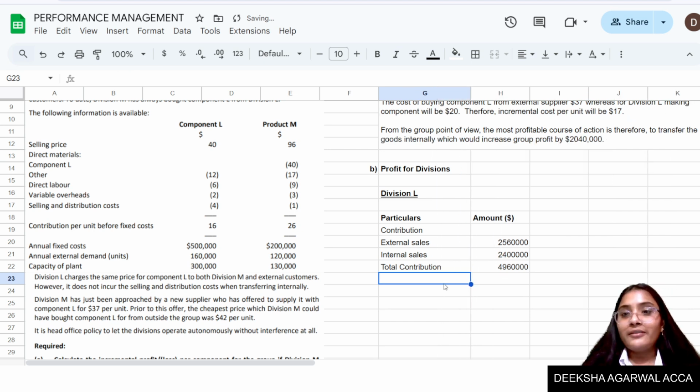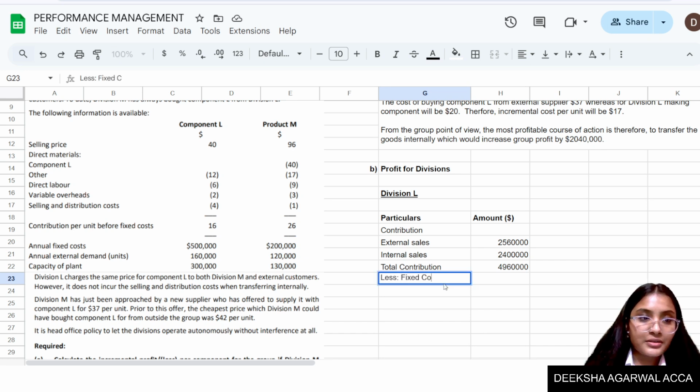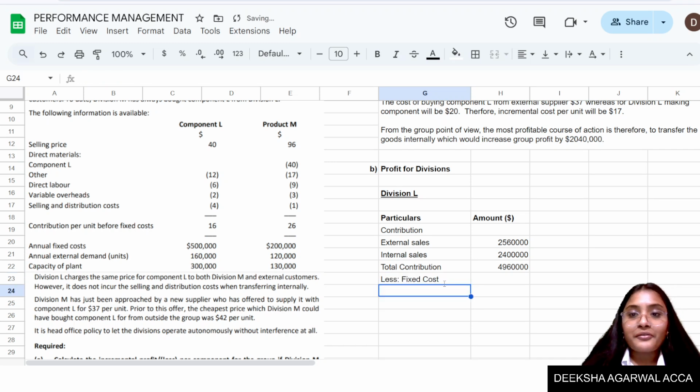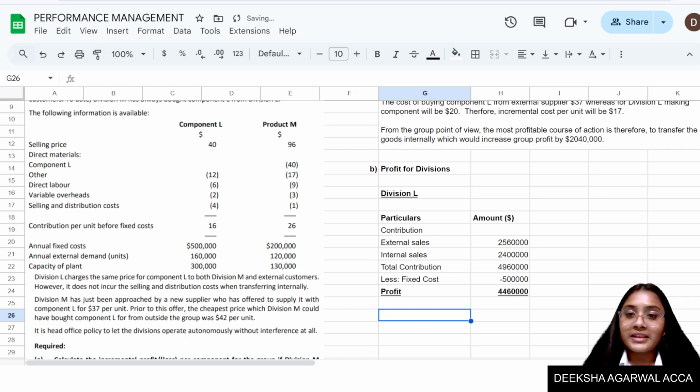Now, what I will do, I will subtract my fixed cost. How much fixed cost is given to you? See, 5 lakh is given to you. You got your profit. Now, you will be calculating for division M.